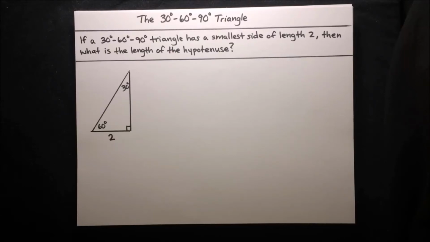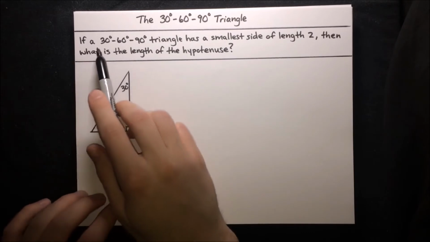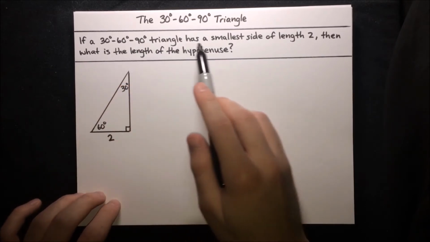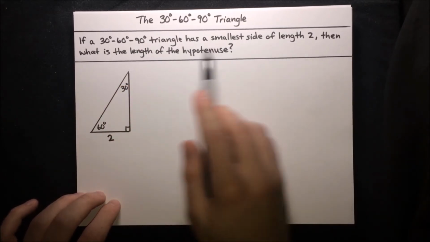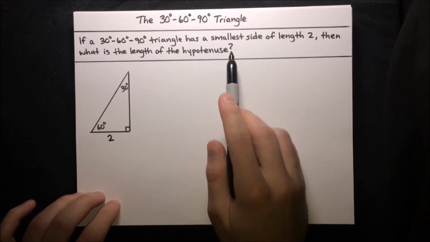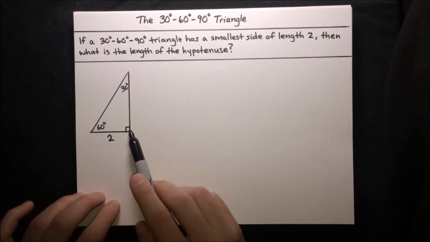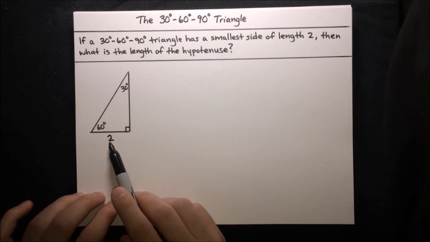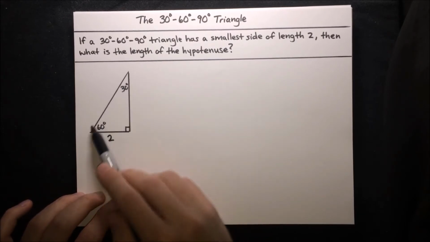In this video, we're going to talk about the 30, 60, 90 degree triangle. First question: if a 30, 60, 90 degree triangle has a smallest side of length 2, then what is the length of the hypotenuse? So here we've got a 30, 60, 90 degree triangle, its smallest side is length 2, and we want to figure out what is the length of the hypotenuse.